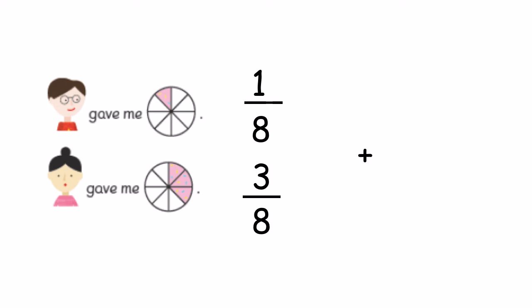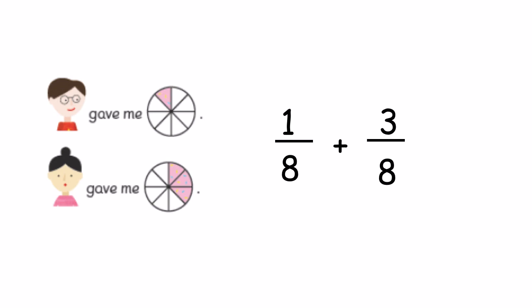I will need to add. I'll need to add 1/8 and 3/8. This will tell me how much cake I got all together. If I'm adding 1/8 and 3/8, I know my answer will be a fraction. Can you tell me what the denominator will be? Correct, the denominator will be 8 because the cake is still divided into 8 equal pieces. That's not going to change.